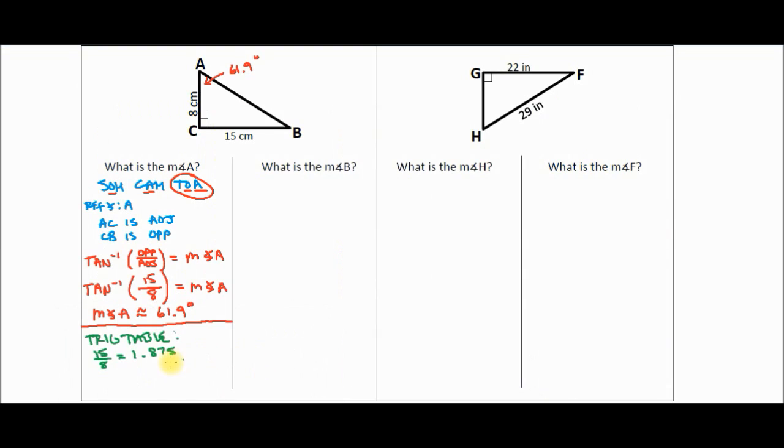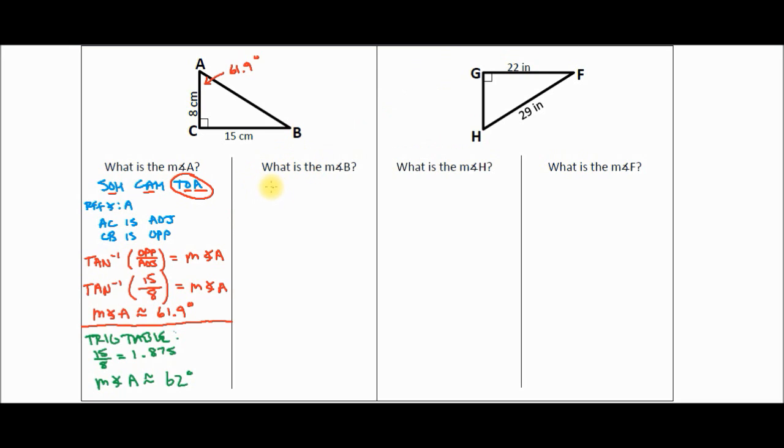So using our trig table, we're going to get the measure of angle A is approximately 62 degrees. You can see how close it is. Notice your trig table is not going to be as accurate as your calculator. All right, I've got to blow through these real quick because we are going to run out of time.